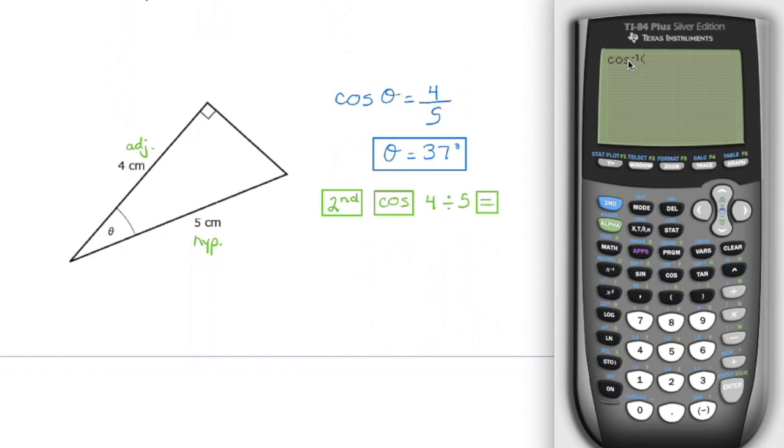That puts that little -1 exponent in there. And then when I enter it, I go 4 divided by 5. And again, you can close the bracket here. We're going to press equal or that enter sign. And that gives us the value of the angle.